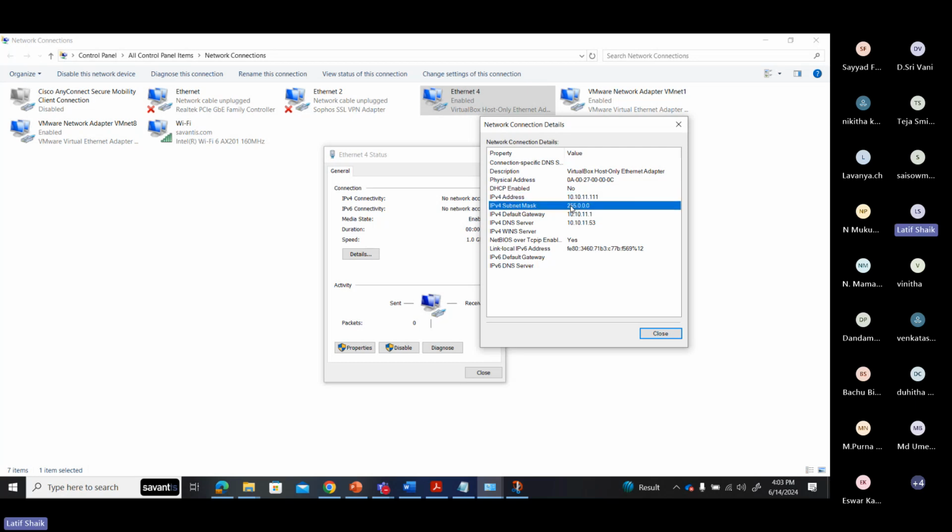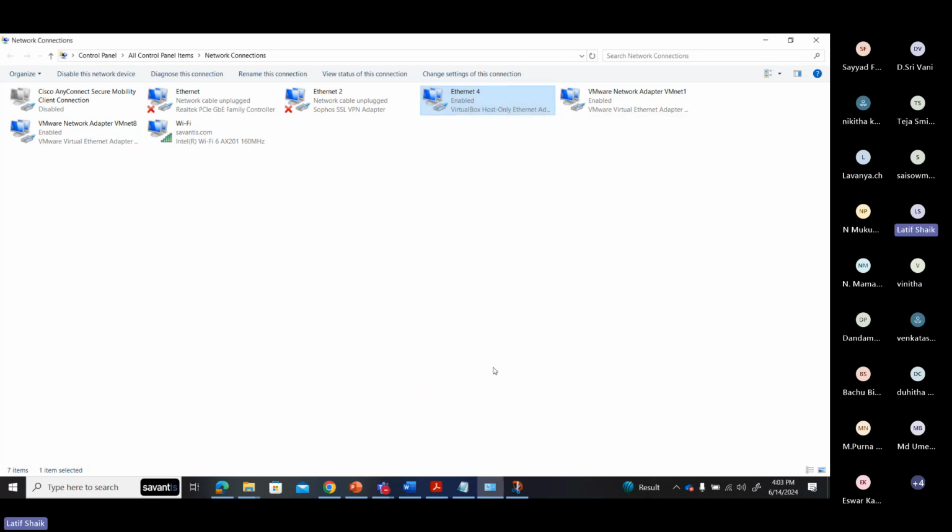And you get the IP address, subnet mask, default gateway, and DNS server, and you may not see the DHCP server address. So this is the configuration of an IP address manually. Understand, guys, how to configure an IP address manually? Yes, sir. Okay.